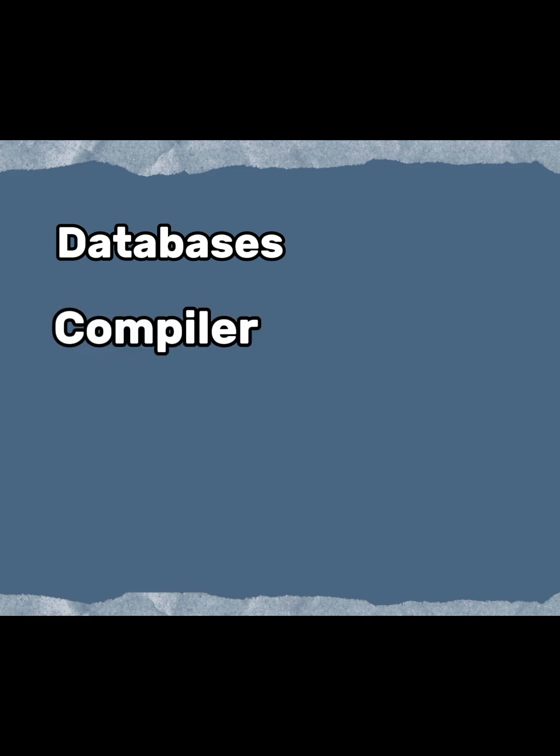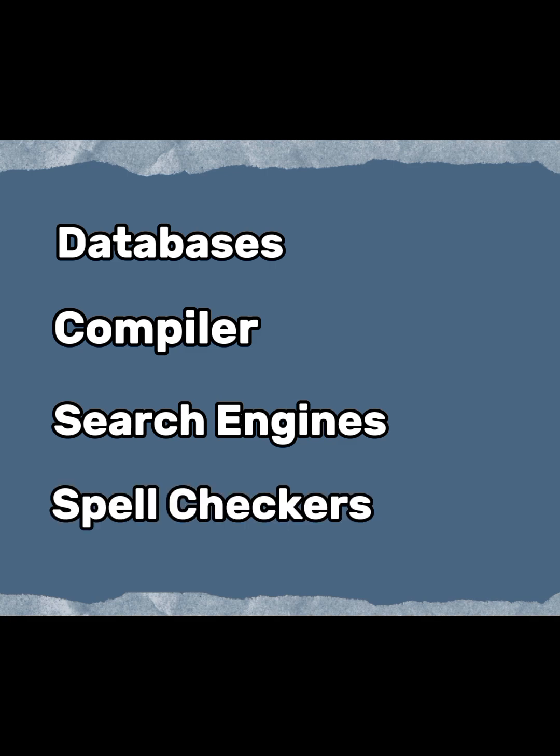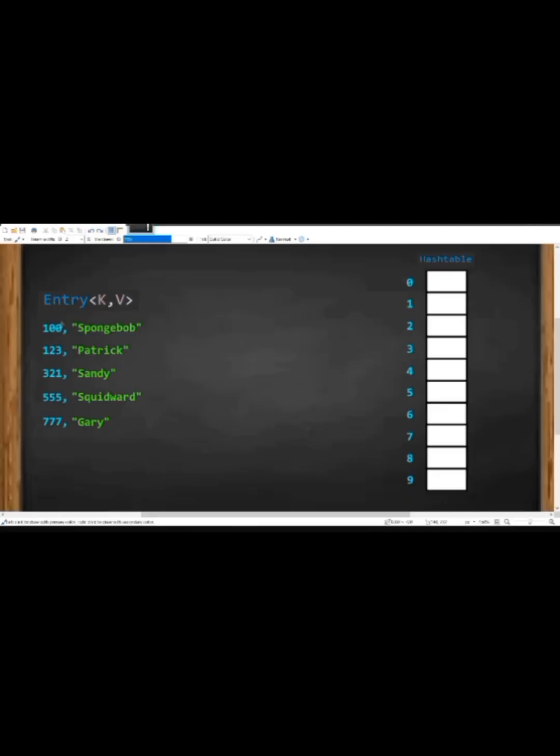Next, compilers for storing variable names. Next, search engines for indexing words, and spell checkers for dictionary lookups.